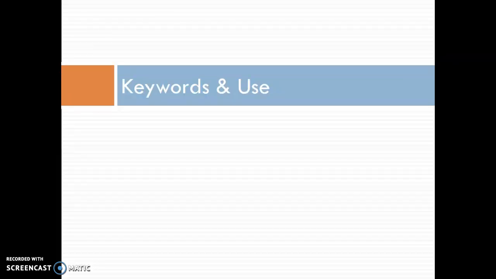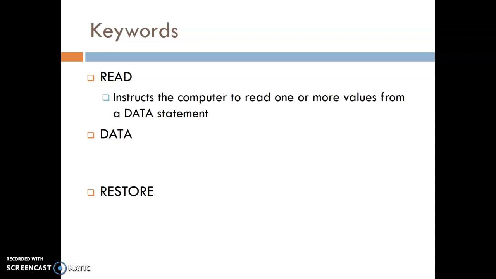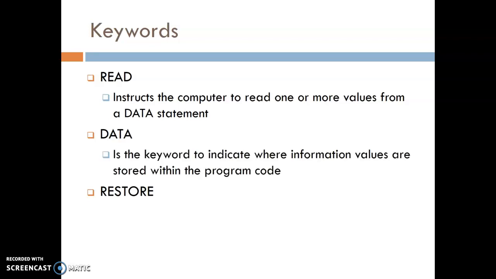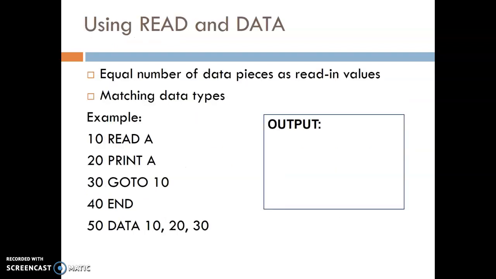information. So the keywords related to data storage within the program. We have the keyword READ, which instructs the computer to read one or more values from a data statement. DATA is the keyword to indicate where information values are stored within the program code. RESTORE is the keyword that will be used to tell the pointer to return to the start of the data set. So when we're using the READ and DATA keywords, let's take a look at a basic program.